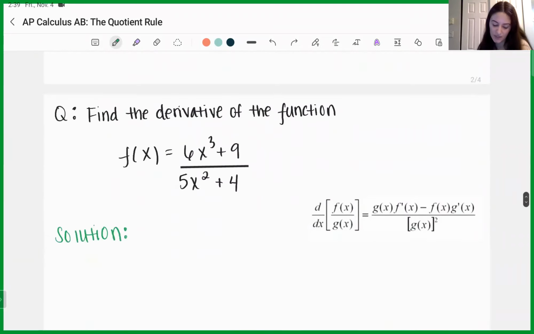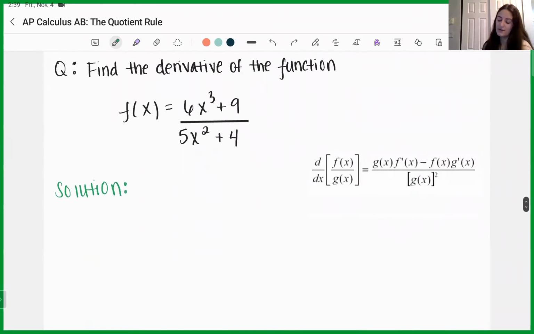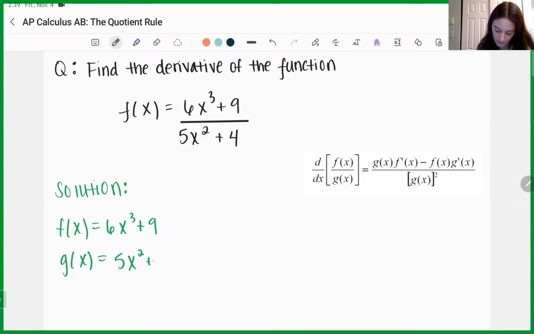So next, we're going to do one more example. We want to find the derivative of f of x, where f of x is equal to 6x cubed plus 9 over 5x squared plus 4. Same process as last time. Start by writing your f of x and your g of x. So f of x is just the function that's on the top, that's 6x cubed plus 9. And then your g of x is what's on the bottom, so that is the 5x squared plus 4.